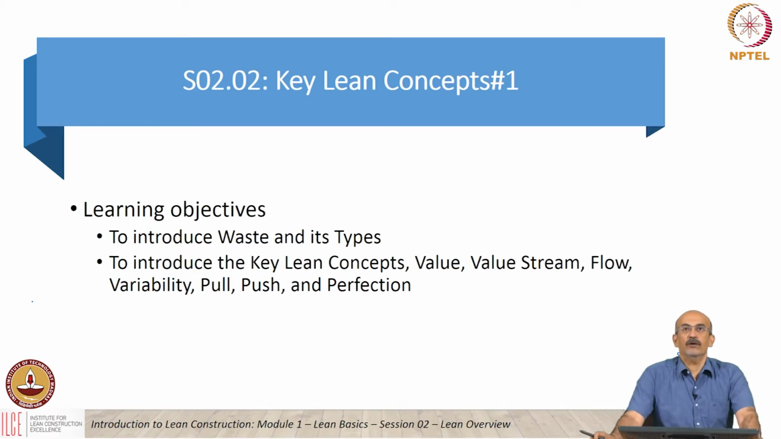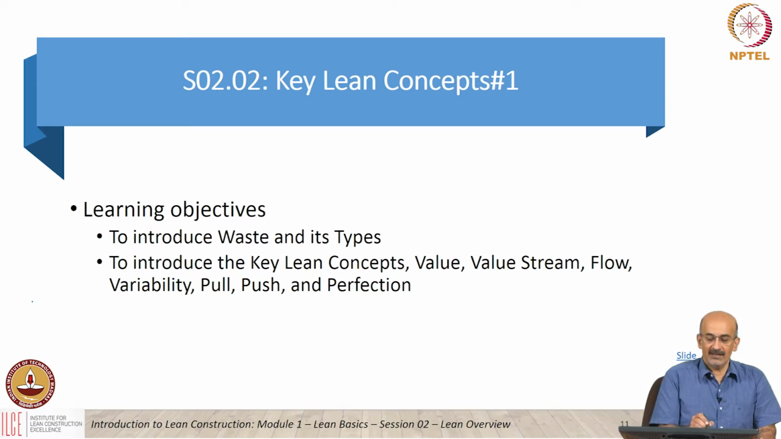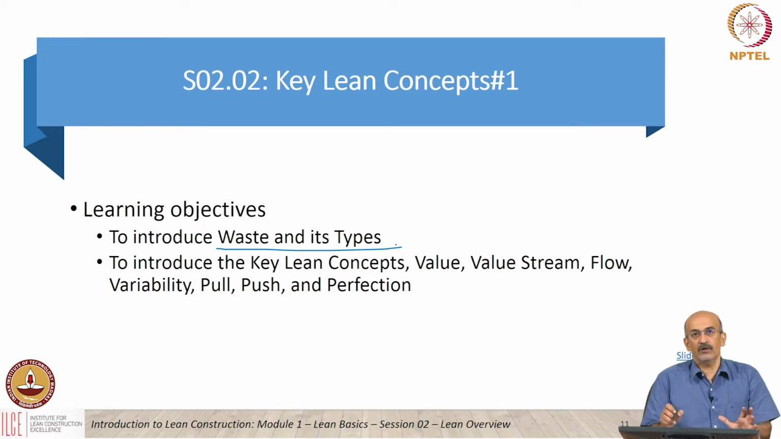Okay, now going on to key concepts. These are some of the concepts which we'll cover next. One is to introduce waste and types of waste, which is very, very important and a very core concept in lean. And then we'll go on to the classic concept of value stream, etc.